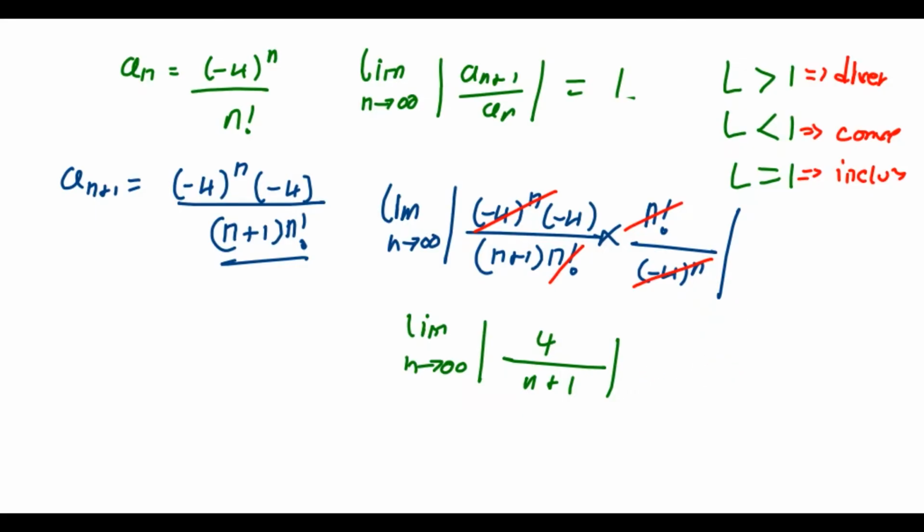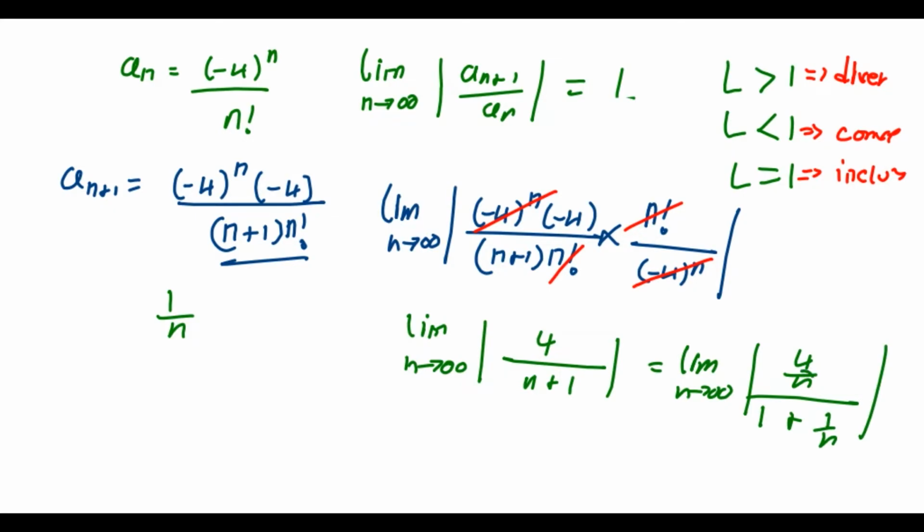What I can do is multiply everything by 1 over n. You see why I'm doing this. That will be the limit as n approaches infinity. So 1 over n multiplied by 4 gives 4 over n, divided by 1 over n times n, which is 1, plus 1 over n times 1, which is 1 over n.